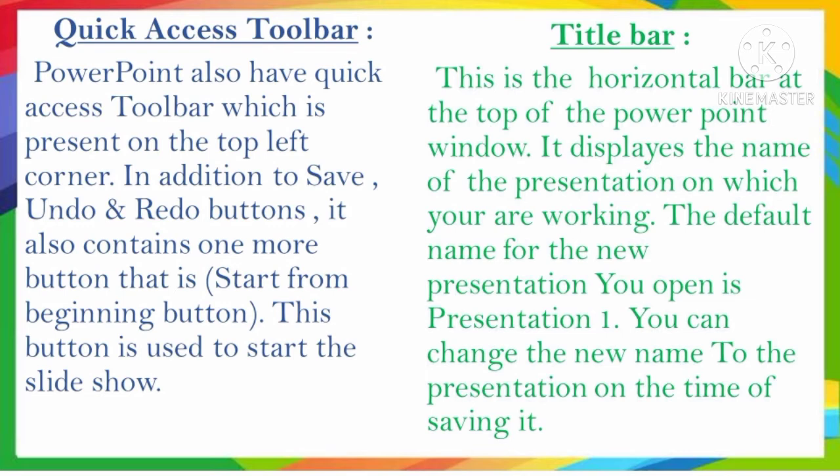So whenever you open your PowerPoint, it will show Presentation 1 only, because it is a default name. After that, when you are done with the video and you try to save it, in that place you can change its name. Otherwise, it will be saved as Presentation 1 only. Okay, children?